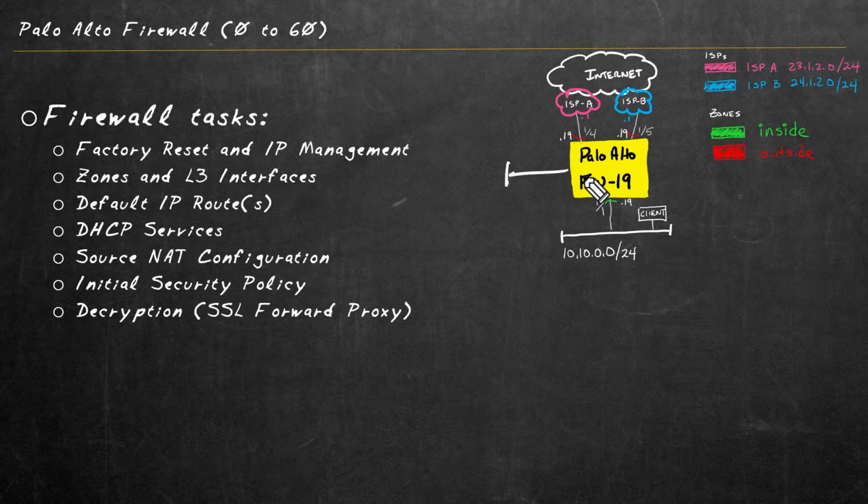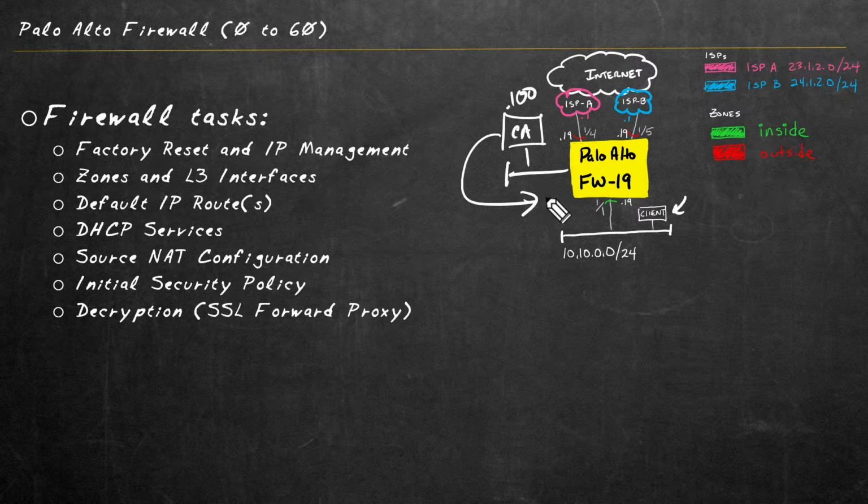So let's talk about the game plan for setting this up. I've got a Windows internal CA server here on my network at .100. And that Windows server is running CA services. And this client and all the other clients in my lab network currently trust that certificate authority. So what we're going to do is get the certificate authority to assign a certificate to this Palo Alto firewall that it can use to re-sign certs.